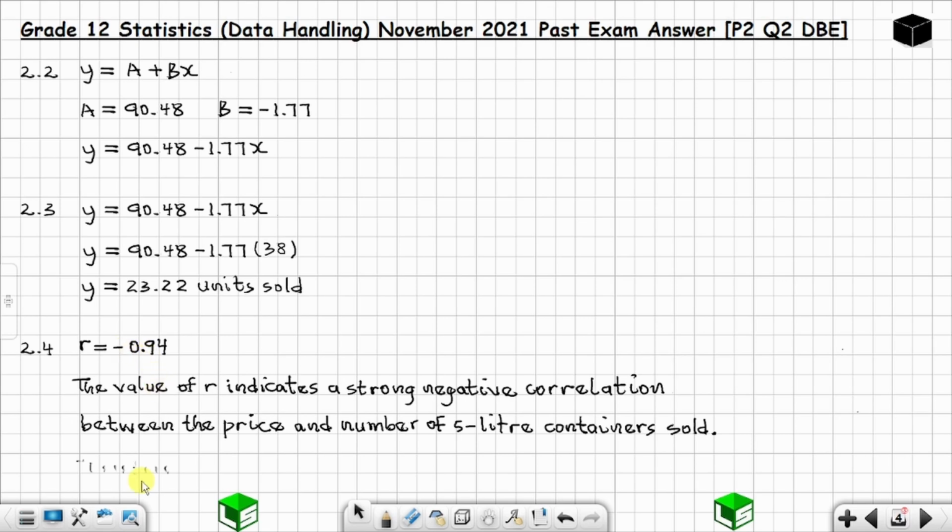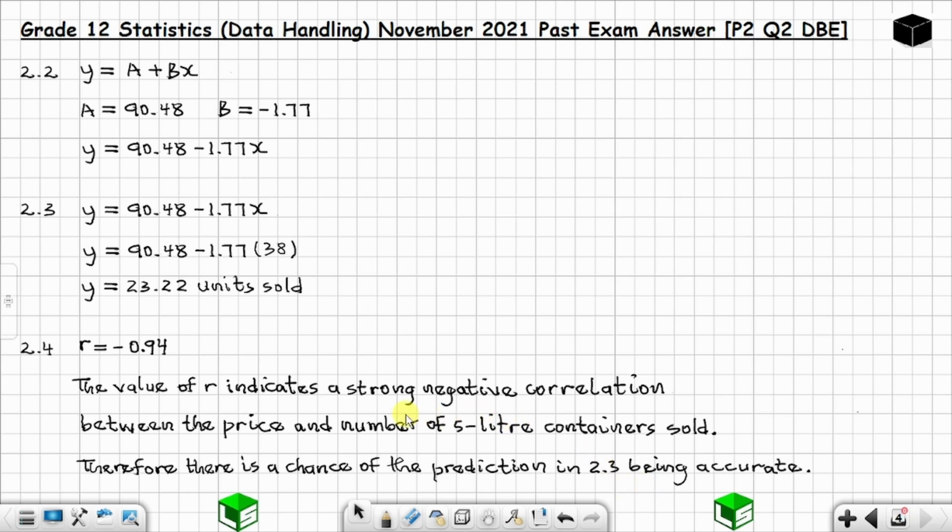Okay, therefore, there is a chance of the prediction in question 2.3 being accurate. Okay, because you have a strong negative correlation. If R was equal to 0, then you will know that there is no correlation. Okay, so this is all for question 2 from November 2021 on statistics or data handling.